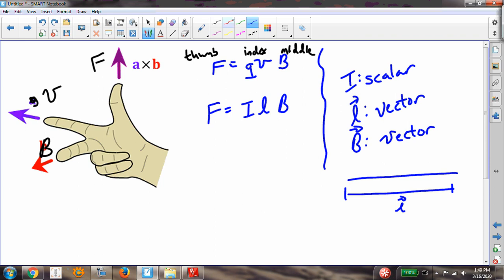So I would have here F is going to be my thumb. I is going to be my index finger. And then B will be the same. It'll be my middle finger.